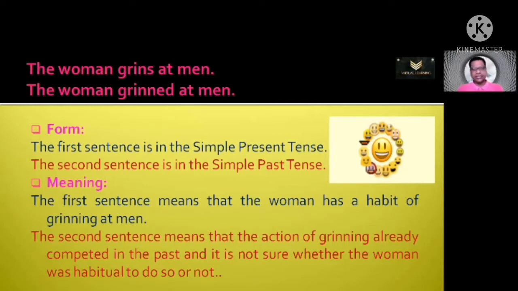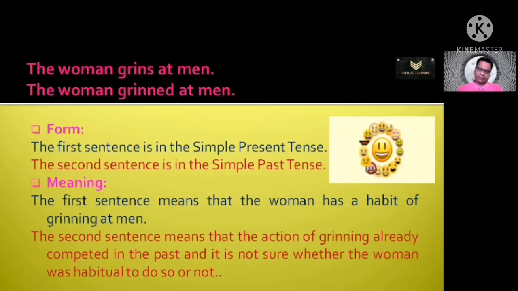Whereas you have another sentence here, the woman grinned at men. See, this sentence is in the simple past tense. You can make a difference between both the sentences. The first one is provided with the S form. That's why that is in simple present tense. Whereas the second sentence has GRINNED. So of course, this is the V2 of the base form GRIN, grinned. So you have the pair here. The first sentence is in simple present tense, whereas the second sentence is in simple past tense.